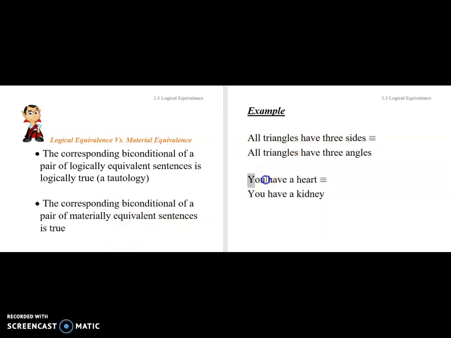Okay, let's go through this one. Is this biconditional true or false? Well, if you have a heart, then you have a kidney. That's true, right? And if you have a kidney, then you have a heart. That's also true. So this biconditional is true. Therefore, this sentence, you have a heart, is materially equivalent to you have a kidney because the corresponding biconditional is true. Okay, so this sentence is materially equivalent to this sentence, and this sentence is materially equivalent to this sentence.